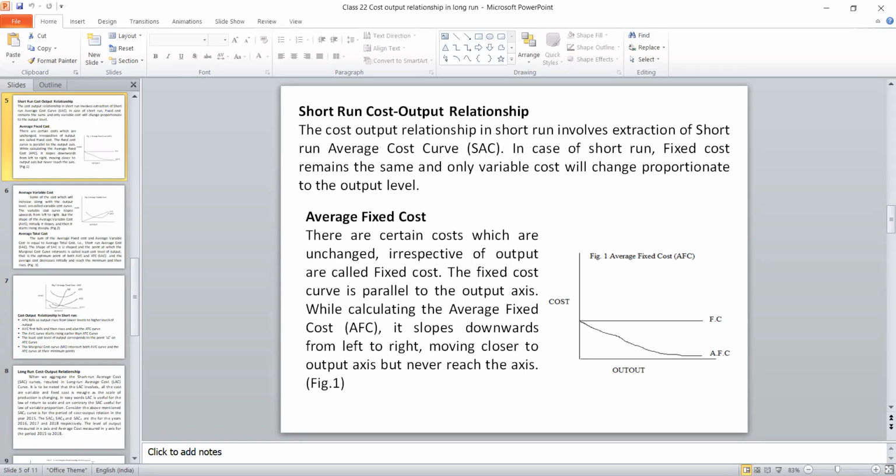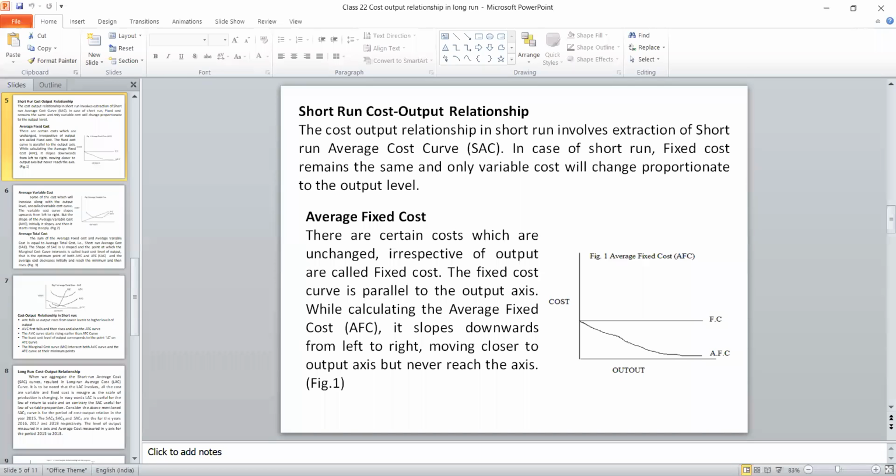Now understand one thing. What is total cost? Fixed cost plus variable cost is equal to total cost. But what we need is the average total cost. So we have to calculate the average fixed cost and average variable cost. What is the formula? Average total cost equals average fixed cost plus average variable cost. So we will see one by one.